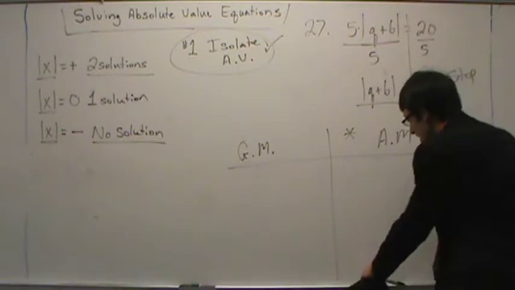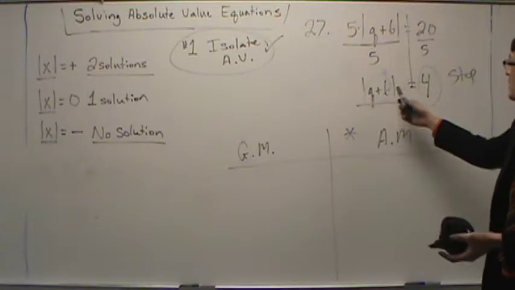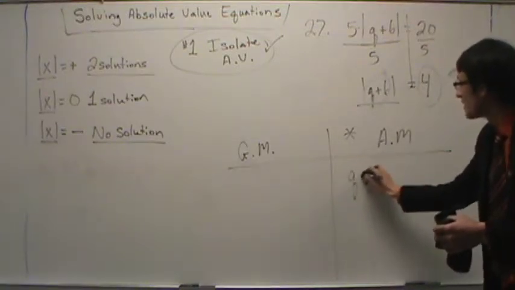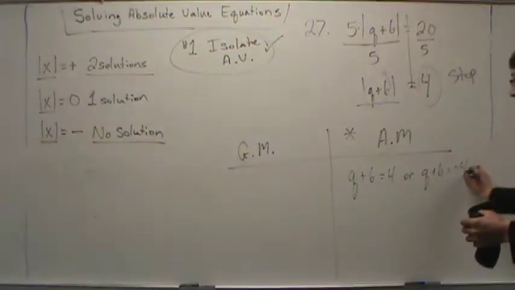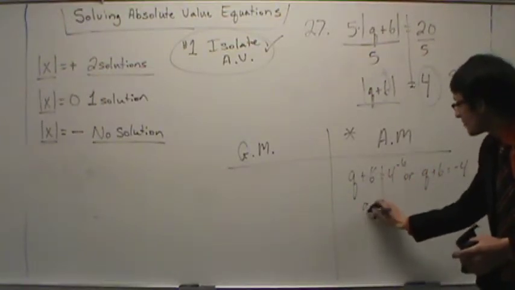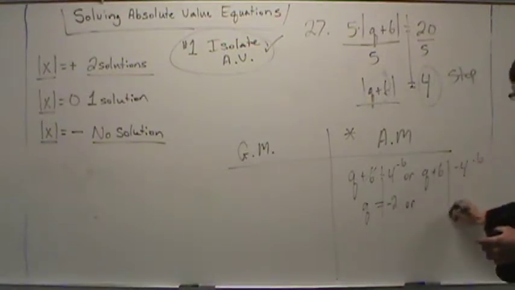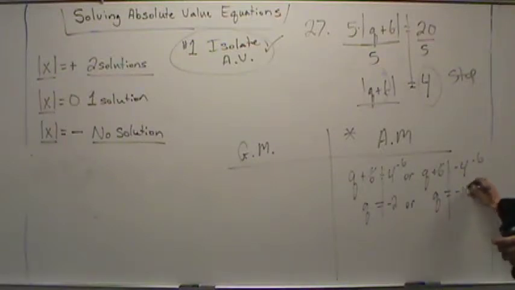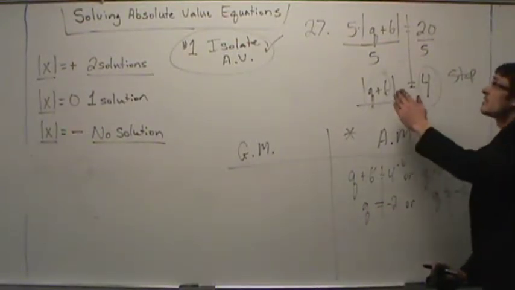We start with what's inside. Q plus 6. Now, what's inside has to either equal 4 or negative 4, so we're going to write Q plus 6 equals 4, or Q plus 6 equals negative 4. Now we move the 6 to the other side, subtract 6, Q equals negative 2, or subtract 6, Q equals, the signs are the same, you add, negative 10. And we have 2 answers. So there are 2 solutions to this equation. Can you always plug them back in and check? Yes. If you're unsure, plug them back into the original.